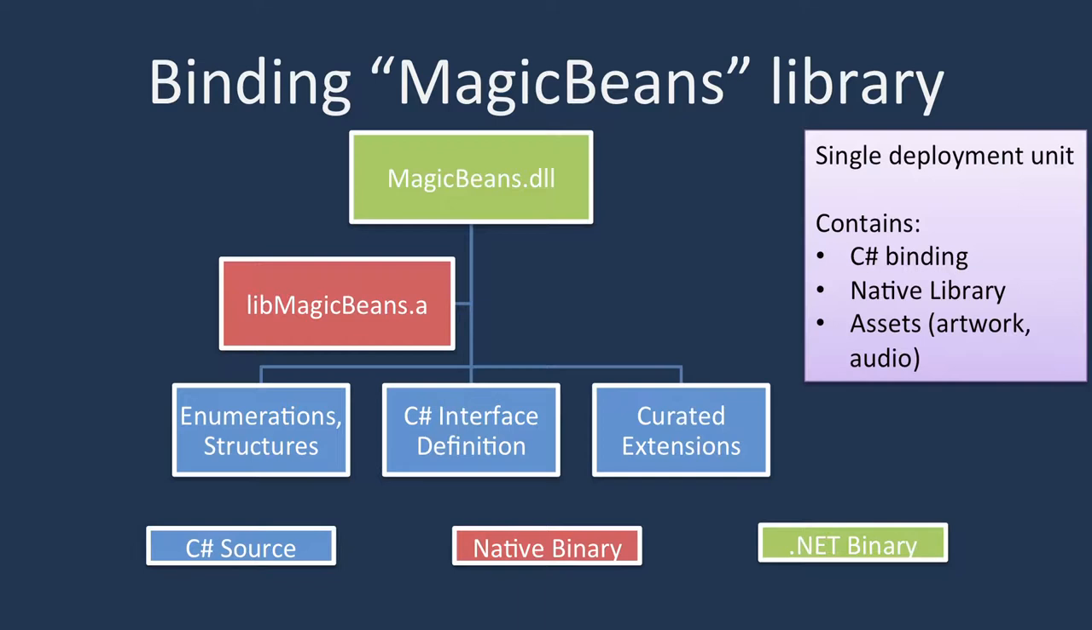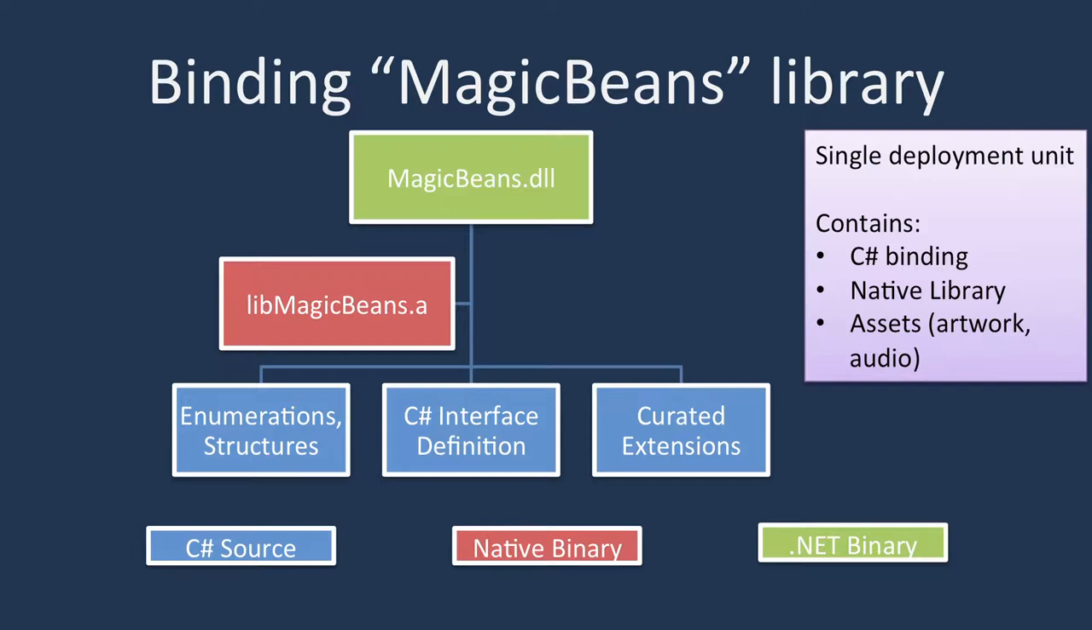And it's actually made up of a couple of interesting pieces. The native library that comes from the project. So this libmagicbeans.a is the Objective-C native library. This is the native library that comes in the system. And that is blended with your enumeration structures, with C-sharp definitions, and curated extensions that we'll talk about later.